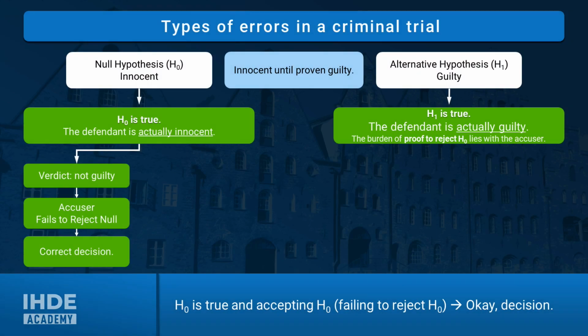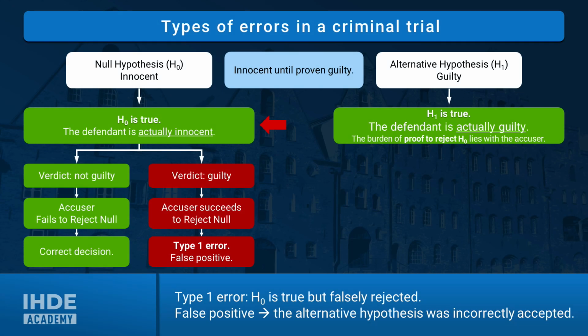We consider 2 cases here. In the first case, on the left, we assume the accused is innocent. In the second case, we assume the accused is guilty. So, if the accused is innocent and the verdict is not guilty, then the prosecutor has failed to present sufficient evidence to convince the judge of the guilt. So, the prosecutor failed to reject the null hypothesis. The result is a correct verdict.